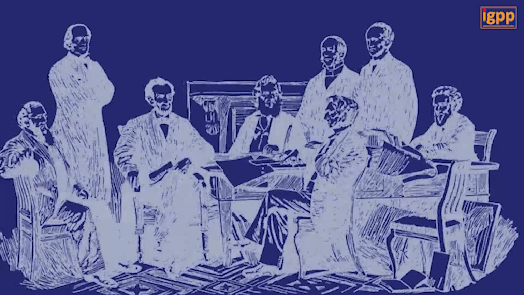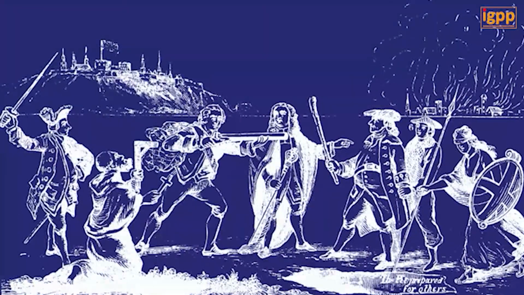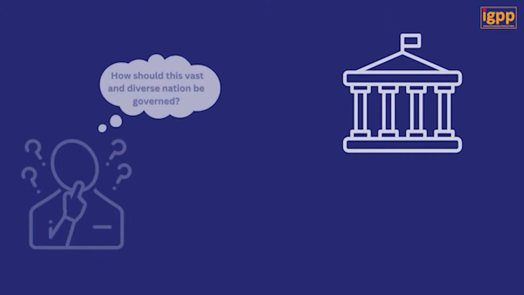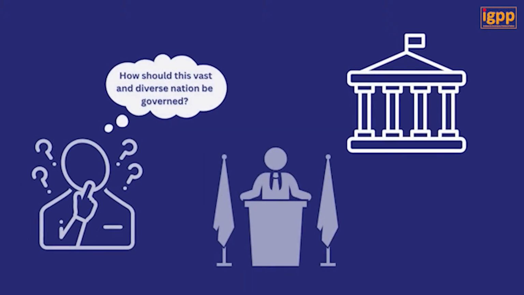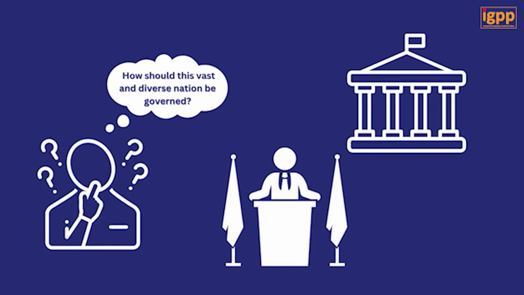The American political system, as we know it today, is deeply rooted in history, dating back to the early days of the nation. To understand how we got here, let's rewind to the aftermath of the American Revolution. The newly formed United States was facing a fundamental question. How should this vast and diverse nation be governed?